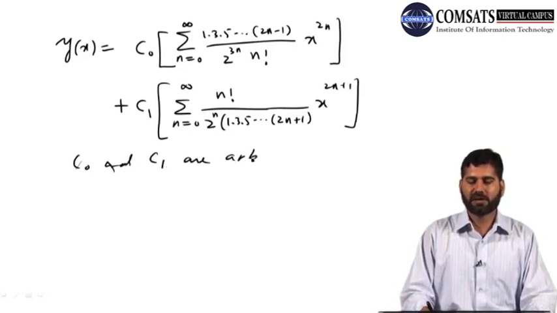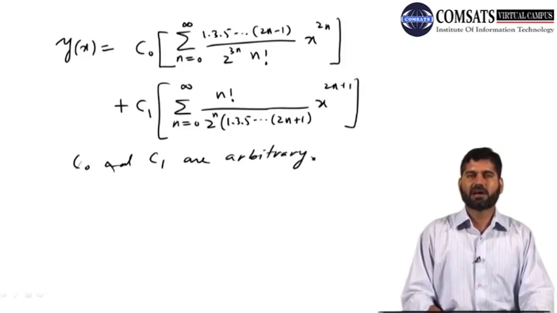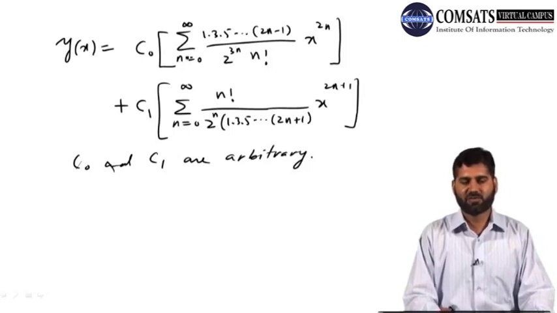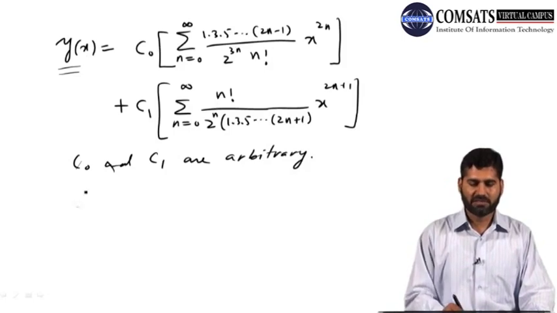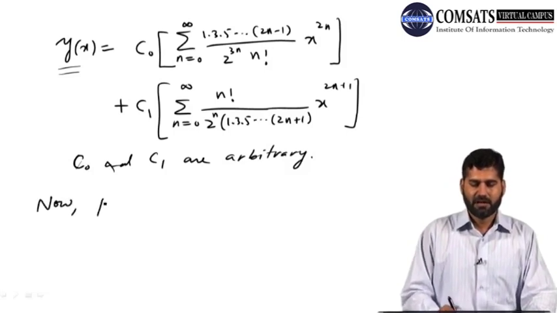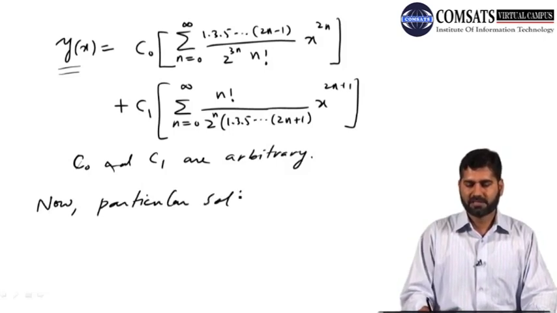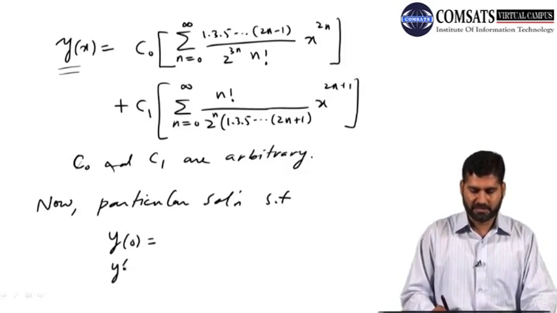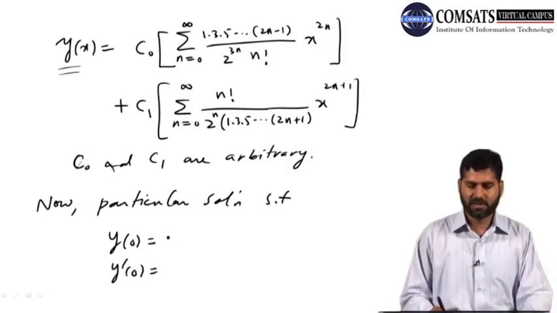So you see, for a second order differential equation around an ordinary point, I got two linearly independent solutions, and of course their linear combination will be the general solution. Now the question was, find the particular solution corresponding to the given conditions. Now the particular solution, subject to y at 0 is equal to 4 and y prime at 0 is equal to 1.